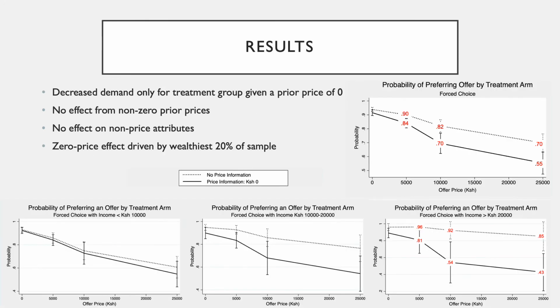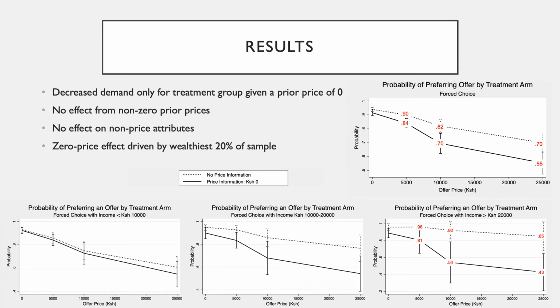We find that demand for cataract surgery is significantly lower among individuals who were told that surgery had been available for free than among individuals who did not receive prior price information. We find no effect, however, for any of the other price information treatments. The figure on the upper right part of the slide shows that receiving zero price information decreased demand by 6 to 15 percentage points. At an offer price of $250, this corresponds to a 21% decrease.